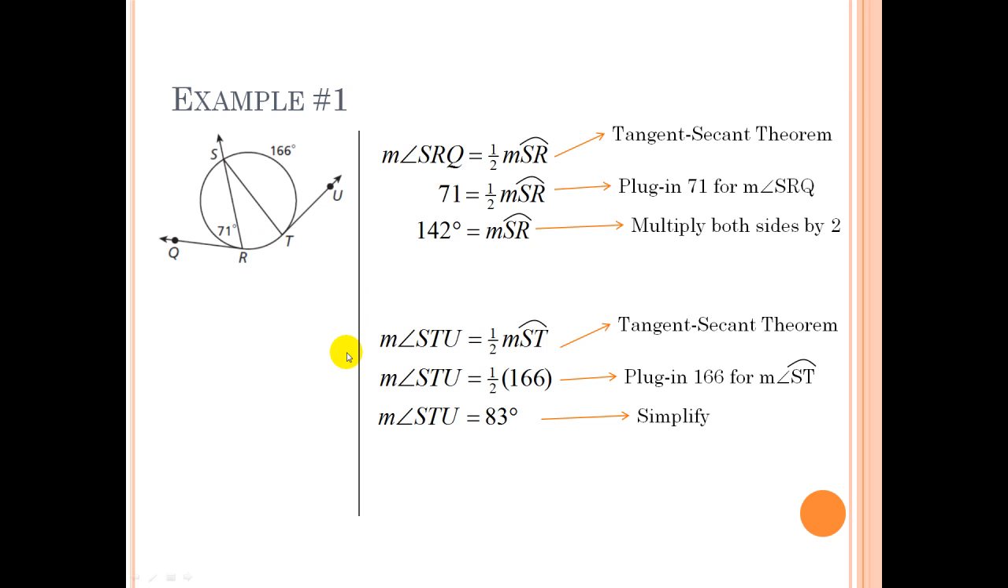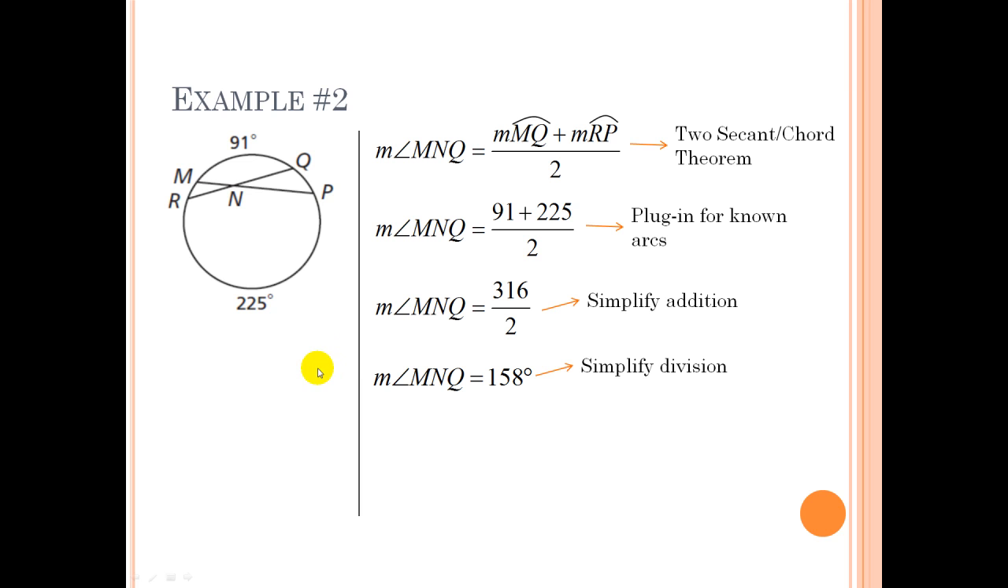Okay, so that's the first theorem. Second theorem. Notice here I have, once again, two chords intersecting in the middle. I don't have any of these angles, but I do have a couple of my arcs. Not all of them, but two of them, which lets me say, all right, those are intercepted arcs of vertical angles. So I should be able to find the measure of angle MNQ and the measure of angle RNP, because they should be the same.